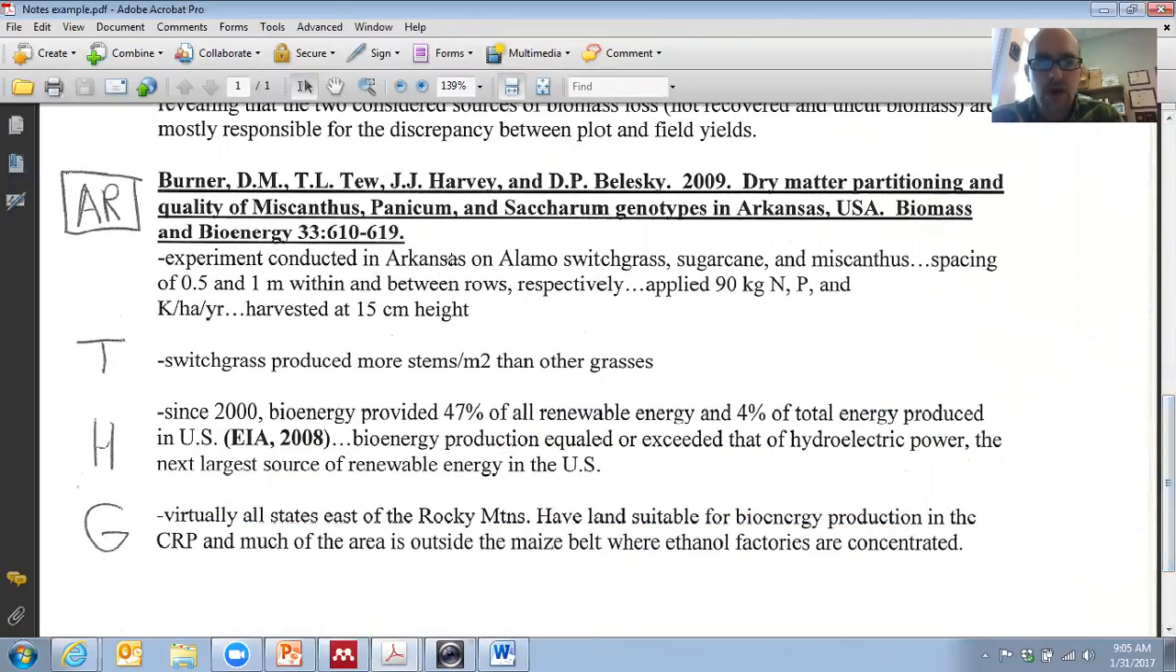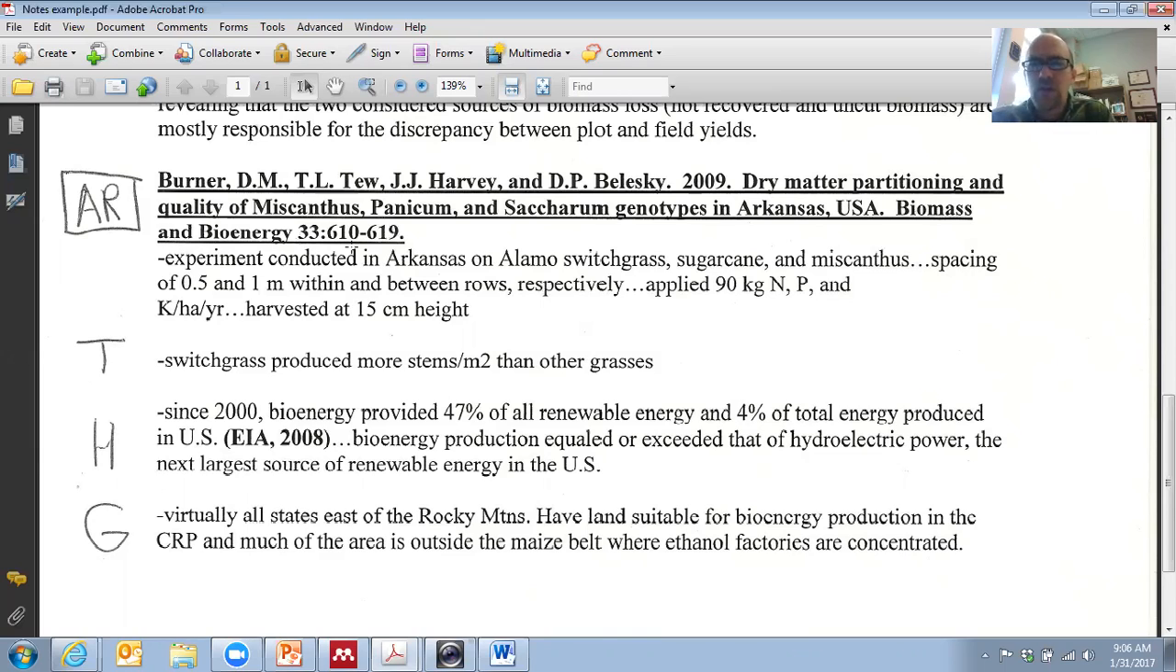Now, one thing to talk about while we're on this is a reference. So for your lit review, for your thesis, you're going to want to have a reference section. For the references, you're going to need the authors, the date that it was published, the year that it was published. You're also going to want the title of the paper, and the journal title. In this case, the journal title is Biomass and Bioenergy. Then you're going to want the volume number, so volume 33, and then the page numbers. In this case, it's 610 to 619.